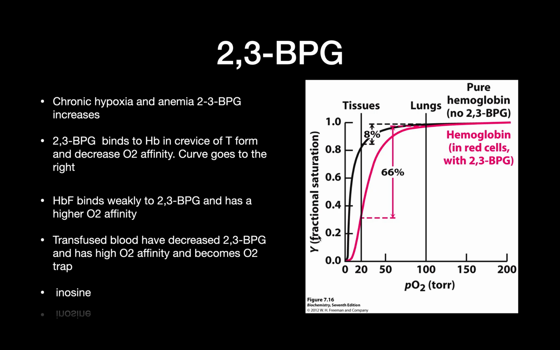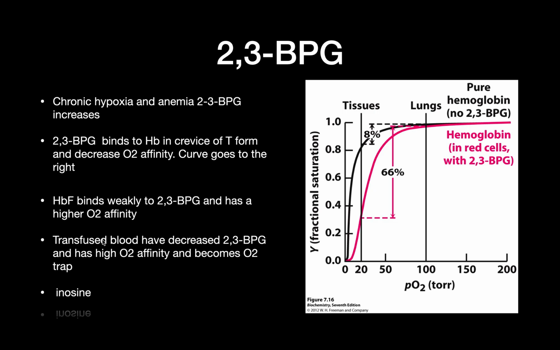So 2,3-BPG is increased in chronic hypoxemia and anemia. It binds to hemoglobin in the crevice of the tense form and decreases oxygen affinity. So the curve goes towards the right. Fetal hemoglobin binds weakly to 2,3-BPG and has a higher oxygen affinity. So what's useful about that? When the mom's blood circulates and carries oxygen, the fetus's higher affinity hemoglobin will be able to rip away the mom's oxygen and take it to nourish the fetus.